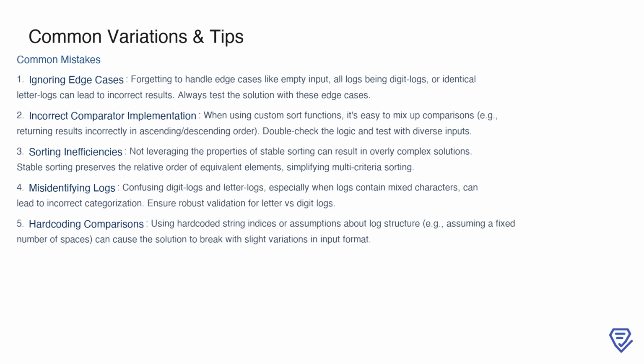Another common issue is implementing the custom comparator incorrectly. For example, mixing up the logic for ascending versus descending order can cause the sorting to behave unexpectedly. Always double-check your custom sort logic and validate it with diverse inputs. Additionally, sorting inefficiencies can arise if you don't make use of stable sorting. Stable sorting is helpful because it preserves the relative order of equivalent elements, which simplifies multi-criteria sorting.